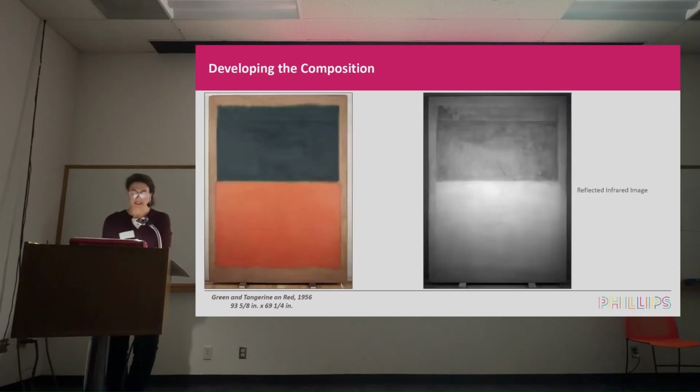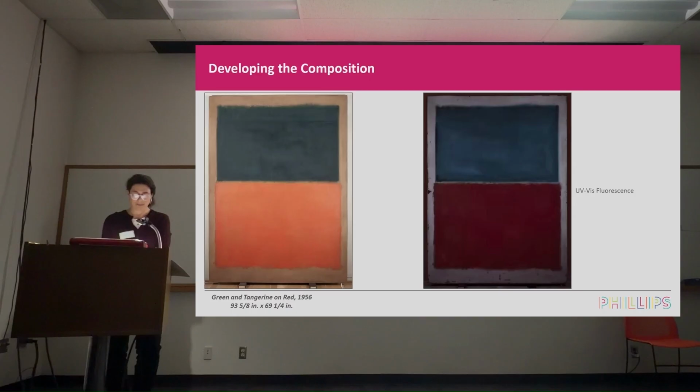Another significant change in proportion was found in the infrared image of green and tangerine on red, where a clearly defined rectangular area in the upper field suggests Rothko initially meant for this field to be smaller. The upper border of this initial shape is suggested by pentimenti in the visible light image, but it is completely hidden in the ultraviolet image.